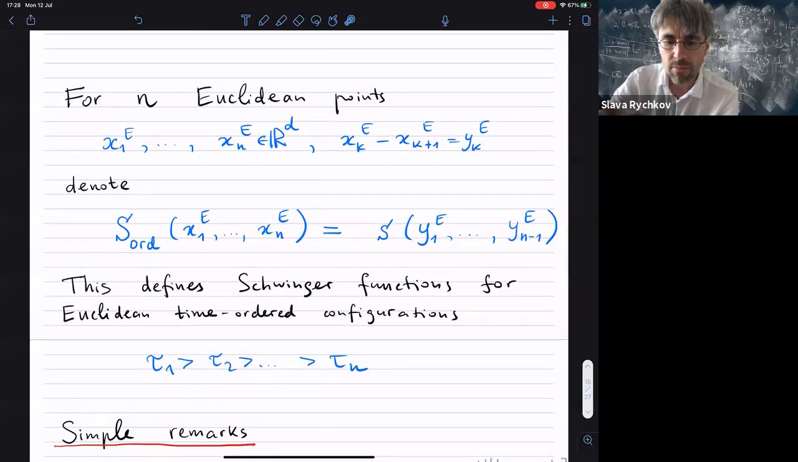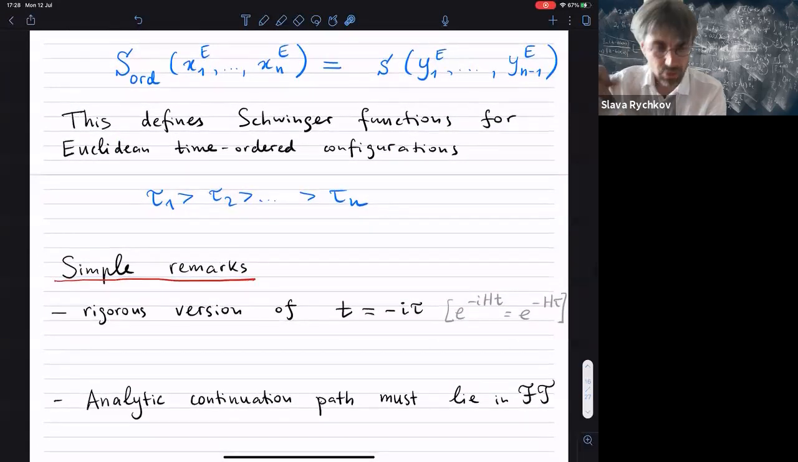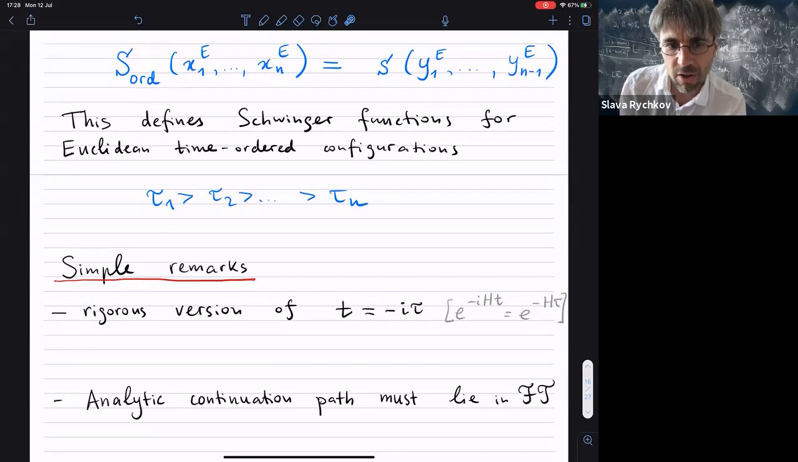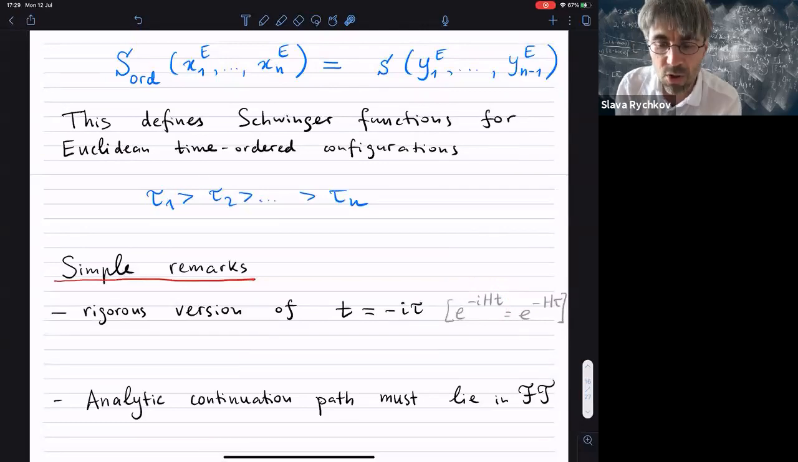Any questions about this? So, some simple remarks. What did we do? What I explained is just the rigorous version of what we all know very well: to continue from Minkowski to Euclidean time, you continue Minkowski time t to minus i tau. If you do this, then the usual Schrodinger evolution operator e to the minus iHt becomes e to the minus H tau. So that's all I did.